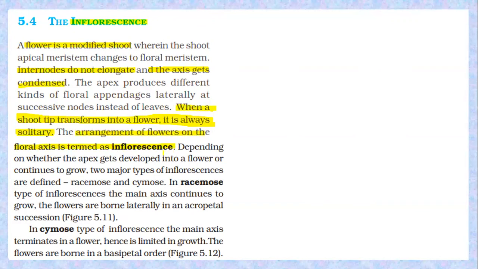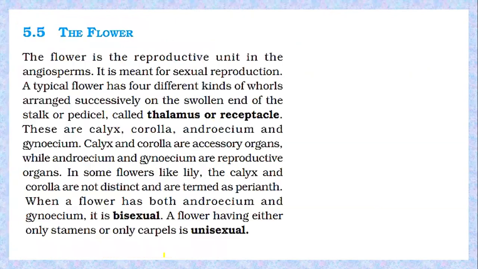Depending on whether the axis gets developed into a flower or continues to grow, there are two major types of inflorescence: the racemose inflorescence and the cymose inflorescence. In racemose inflorescence, the main axis continues to grow and the flowers are born in an acropetal succession. Whereas in cymose inflorescence, the main axis terminates into a flower. Here, there is limited growth of the axis and the flowers are born in a basipetal order. So in racemose inflorescence, the main axis continues to grow and the flowers are born laterally in an acropetal succession. In cymose inflorescence, the main axis terminates in a flower.